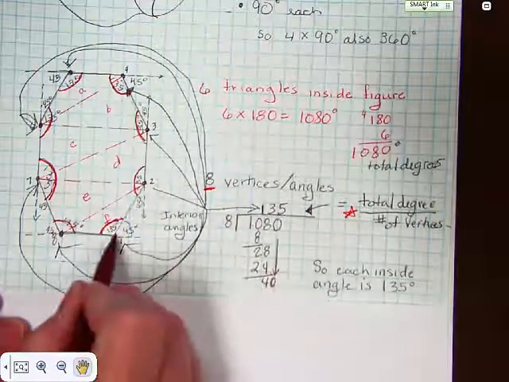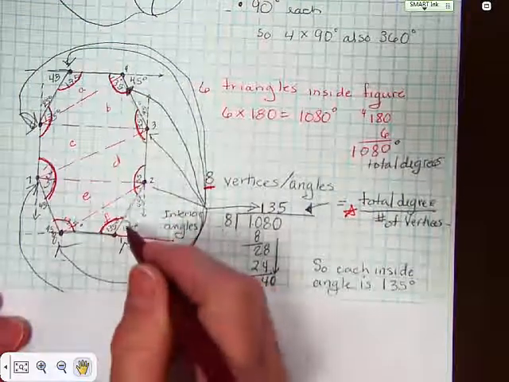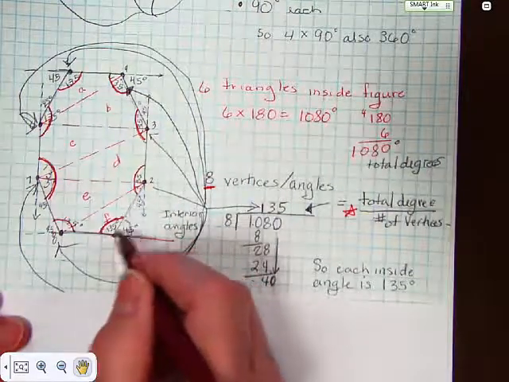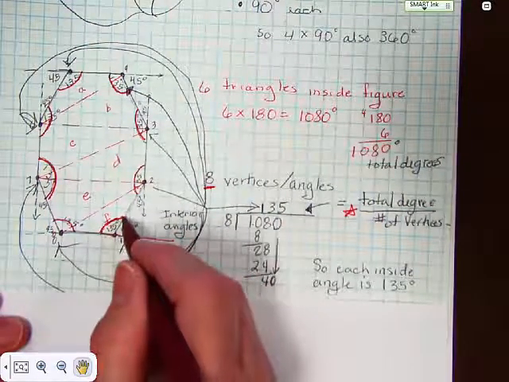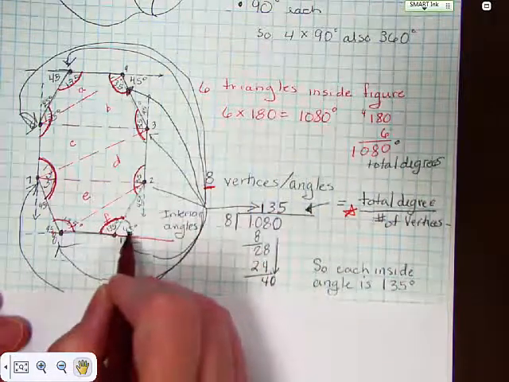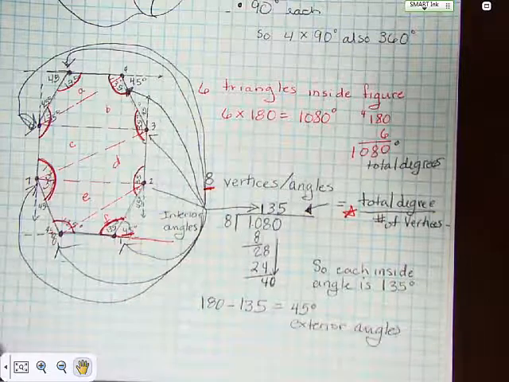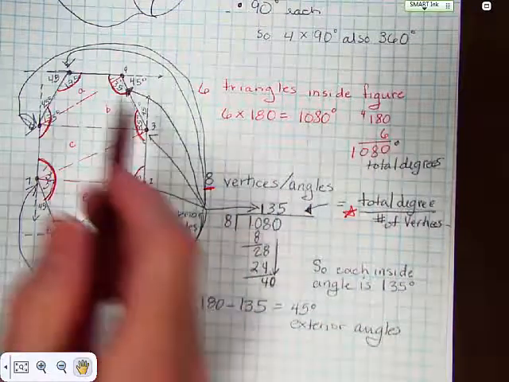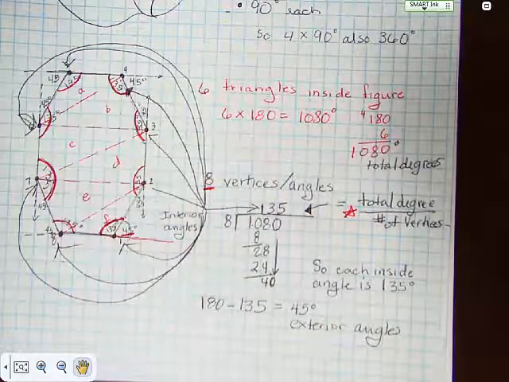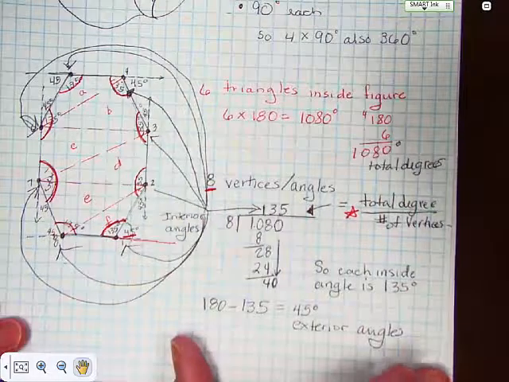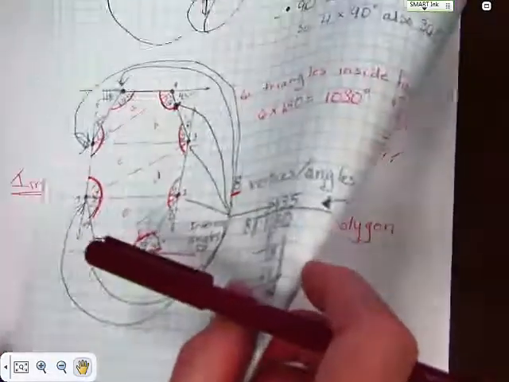Now if we just look at one exterior angle, this is the exterior angle right here. If this is 135, then 180 minus 135 is, yep, 45. So the exterior angles are all 45 degrees. And that's consistent all the way around, because to do this you have to have regular polygons, which is very well proved by looking at this one.